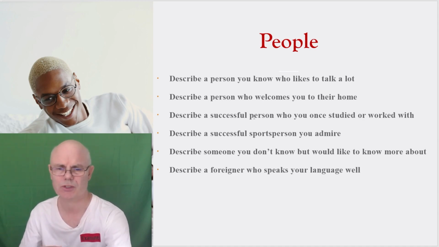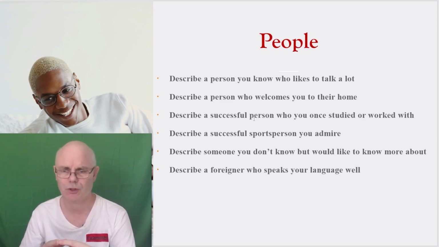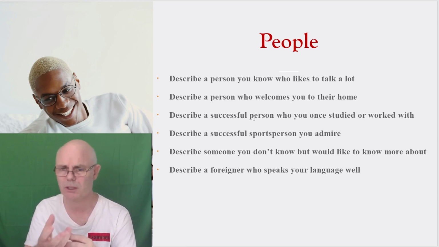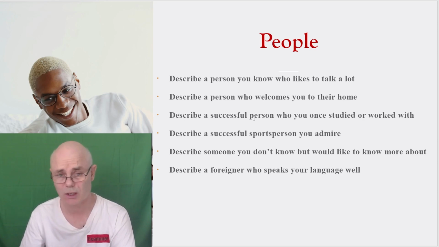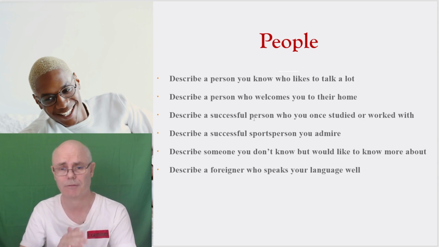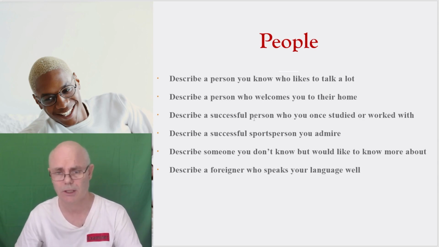This third one, describe a successful person who you once studied or worked with. This suggests that you're not, well, you could be, I suppose it's possible you're still studying. It suggests in the past. It's better to pick somebody in the past that you studied with or worked with. This could be the same person that likes to talk a lot and invites you to their home. Maybe you're friends since high school and you still hang out together.